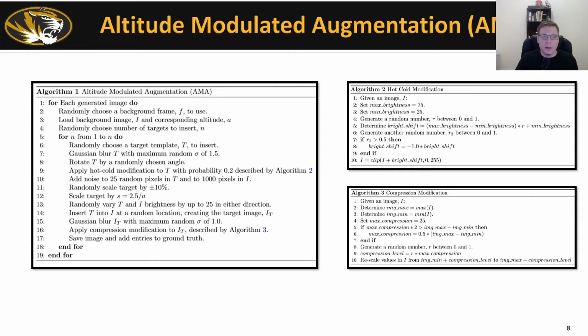And then we can add some variations to both the target templates and to the images themselves, those background images, and we can add a lot of variation, we call them augmentations, in order to expand the data sets to have more variation and to make our models more robust.